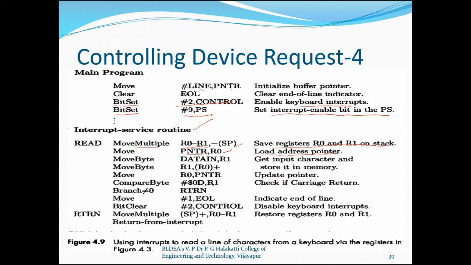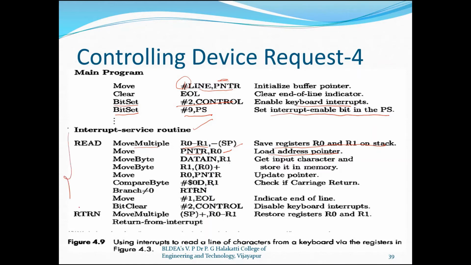Here we have seen the pointer is pointing to a memory location called 9. So hash indicates that its address is stored in the pointer. So we are copying that into R0. Then we say move bytes data in comma R1.